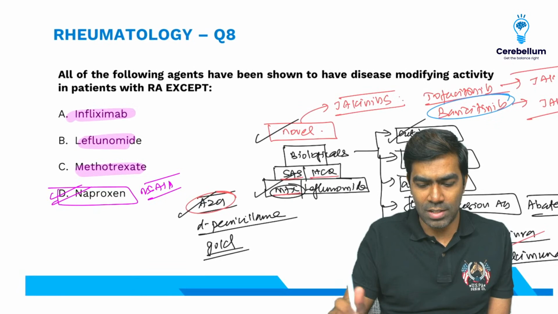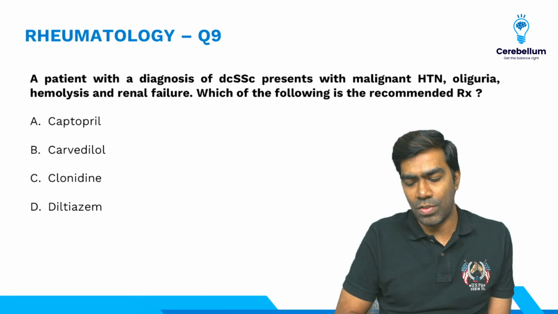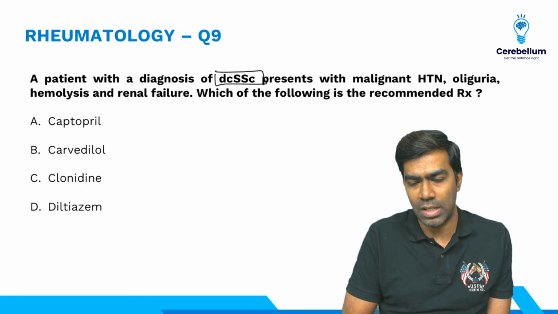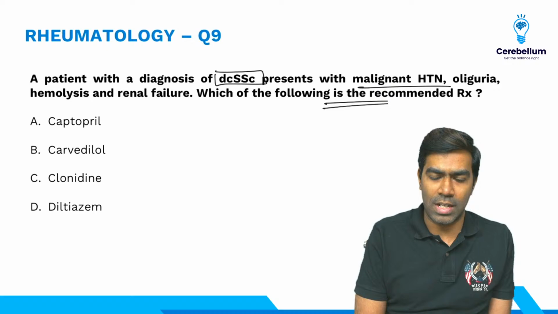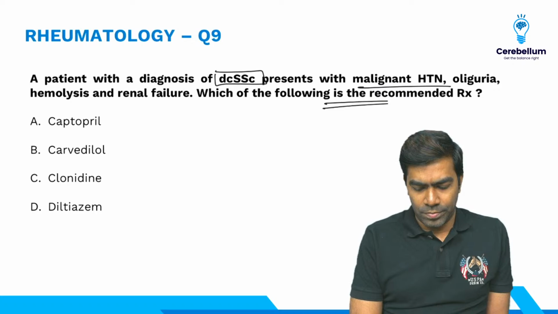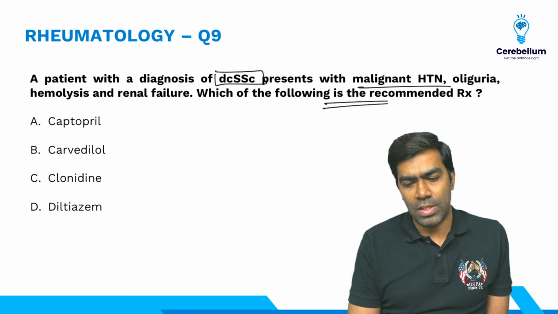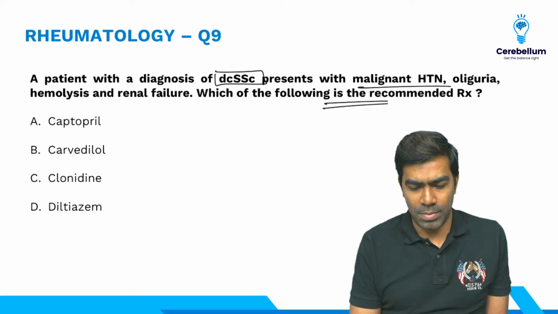Treatment is very important. Coming to the next question. A patient has a diagnosis of diffuse cutaneous systemic sclerosis. What is DCSSc? That is diffuse cutaneous systemic sclerosis. The patient presents with malignant hypertension, oliguria, hemolysis, and renal failure. Which of the following is the recommended treatment? Captopril, carvedilol, clonidine, diltiazem. I don't think you need to think too much about it. Even just with the picture, just with your common sense, just with the assumptions, you can get this question correct. I don't think this is going to be a tough question at any level.